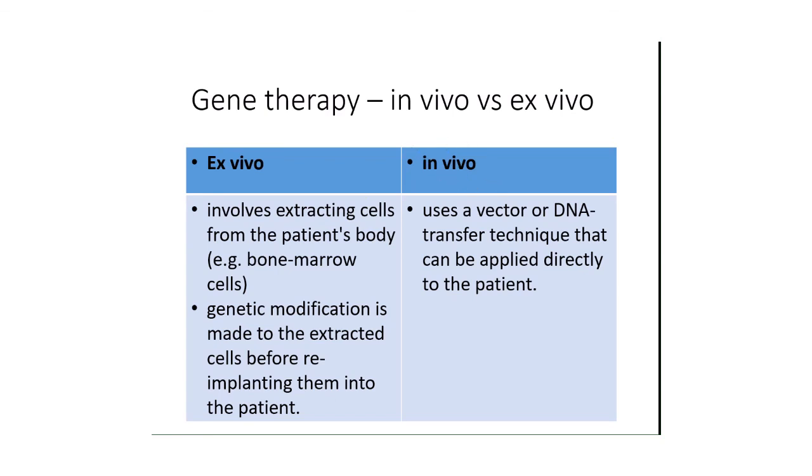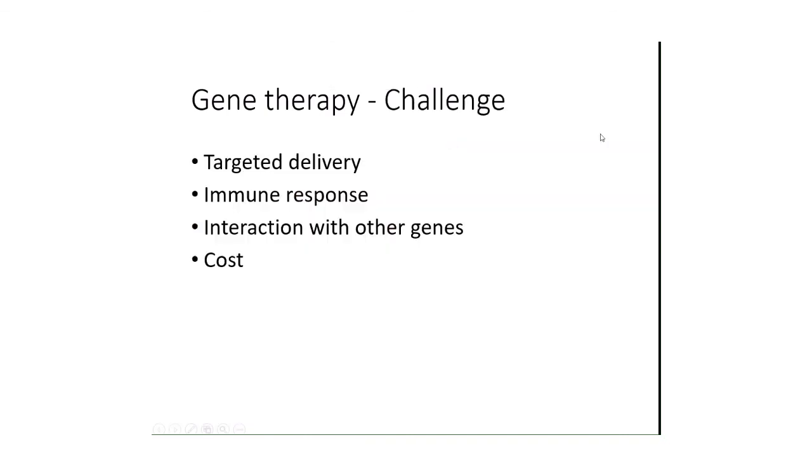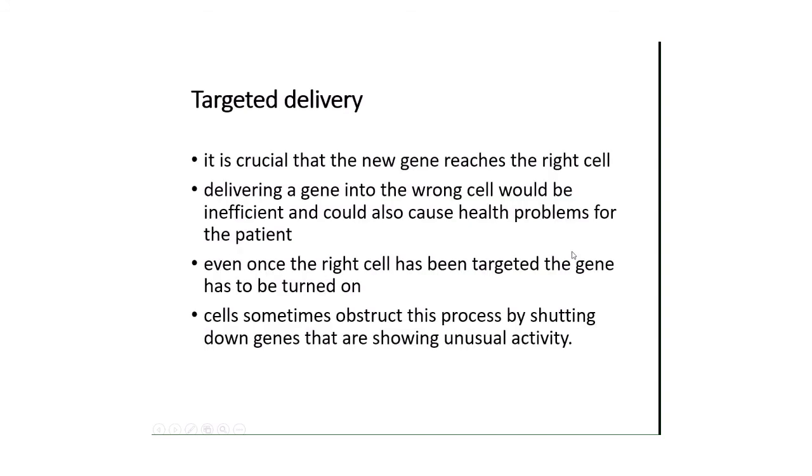In vivo means directly in the person's body, and this time you're going to be using a vector, something that will carry the DNA, the gene that you want to insert, and the vector will help you distribute that gene to their target. There are several challenges in gene therapy: target delivery, immune response, interaction with other genes, as well as cost. Target delivery. It's very important that we deliver the gene to the exact right cell and in the exact right place.